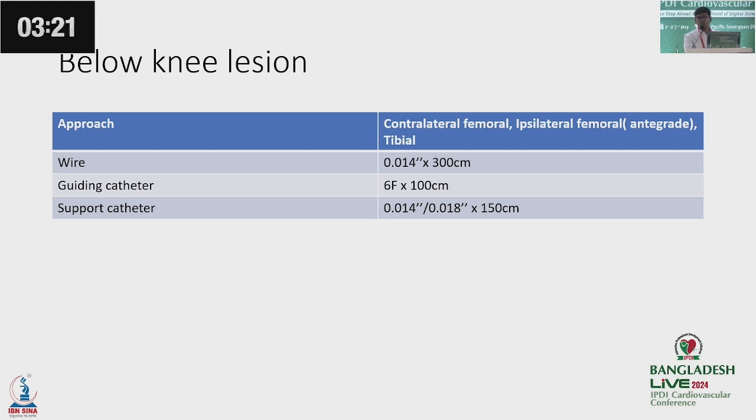So here we use a 0.14 inch wire, and the length is usually 300 centimeter. We use a guiding catheter, that is 6 French into 100 centimeter, and we use a low profile support catheter, that is 0.14 and 0.18 inch into 150 centimeters support catheter.